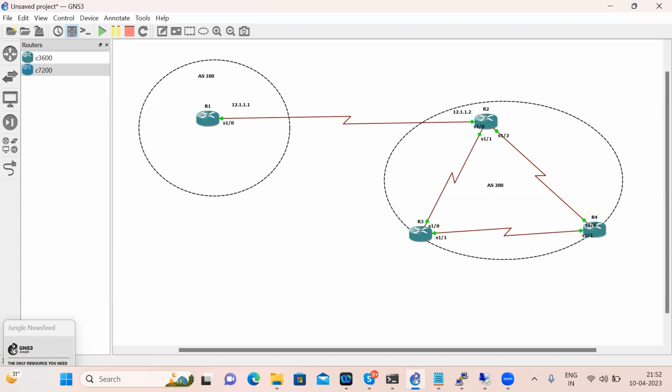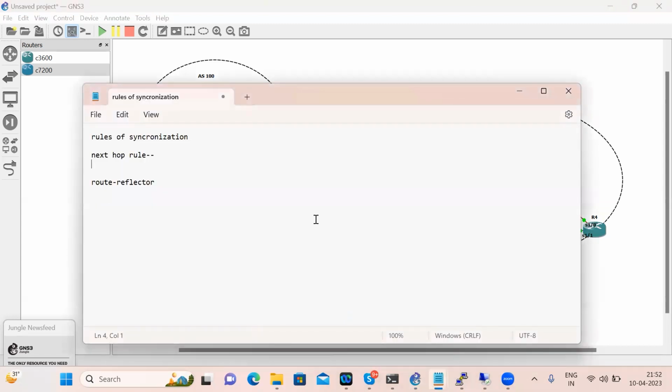So that is the rule of synchronization. I think you have understood it. Very simple: it will not advertise any iBGP learned network to your eBGP neighbor. Let me write it down over here also: it will not advertise any iBGP learned network to any eBGP neighbor.